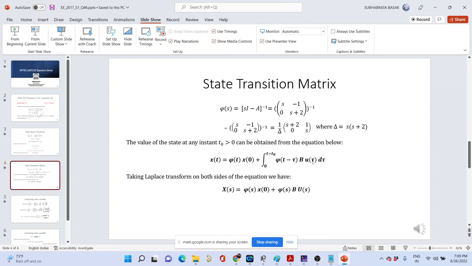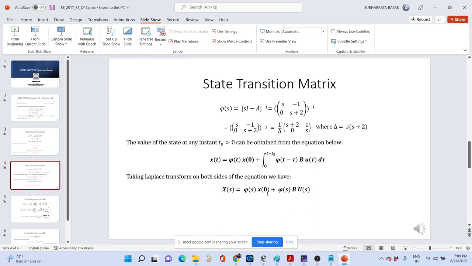If we move from the time domain to the s domain, then we know that in the s domain the convolution becomes multiplication, so the mathematical rigor will go away. So let us move to the Laplace domain by applying the Laplace transform on either side. We end up getting X(s) equal to phi(s) into x0, because x0 is constant. It is the initial condition vector that is given to us, and this term is the convolution term, so it is phi(s) B into U(s).